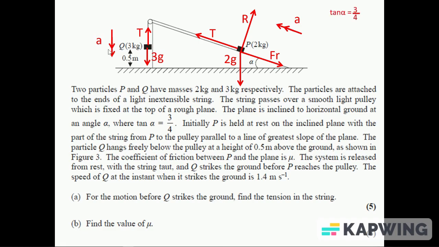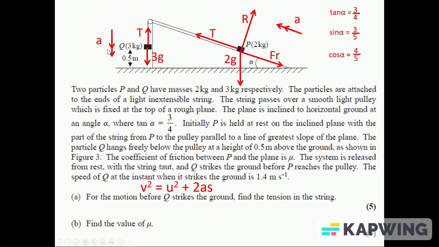And we know the tan of alpha is 3/4. So the sine of alpha is 3/5, and the cos of alpha is equal to 4/5. You can get that by doing the sine of tan to the minus 1 of 3/4 on the calculator, or the cos of tan to the minus 1 of 3/4.